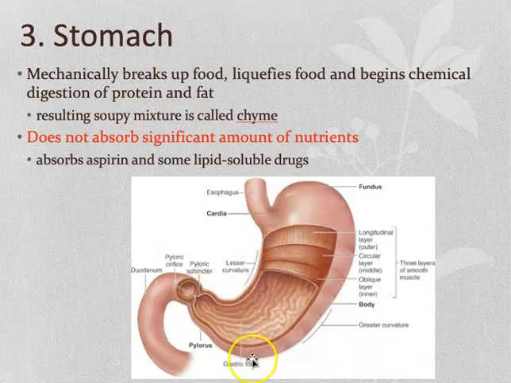The stomach has folds in it. These are called rugae. Those folds will expand to allow for more food to be stored in the stomach. You'll notice there's a curve here, and there's a curve here. This is called the lesser curvature of the stomach, and this is the greater curvature of the stomach.